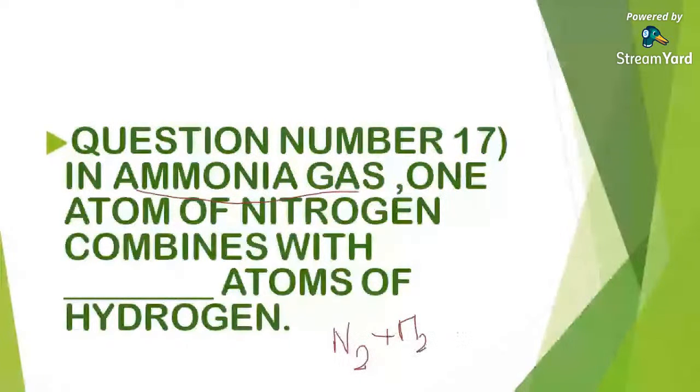I'm writing here the equation of how we get ammonia. So this is the equation: N2 plus H2 gives what? NH3, and this is the balanced equation: N2 + 3H2 gives 2NH3.